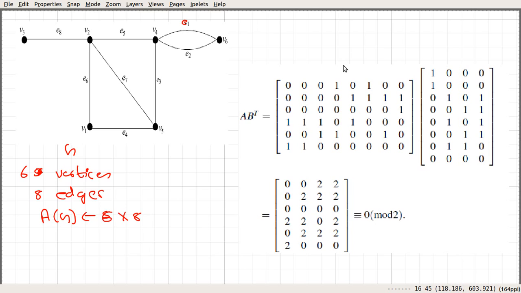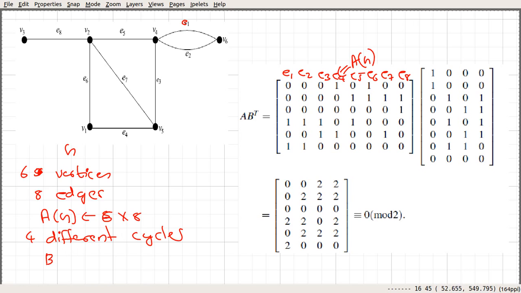So this matrix corresponds to the incident matrix of this graph. It has 6 rows and 8 columns. Assume that these columns are indexed by the edges E1, E2, E3, E4, E5, E6, E7, E8 in that order. If we look at this particular graph, we can see that there are 1, 2, 3, 4 cycles. So it has 4 different cycles, and the cycle matrix will be a 4 by 8 matrix.